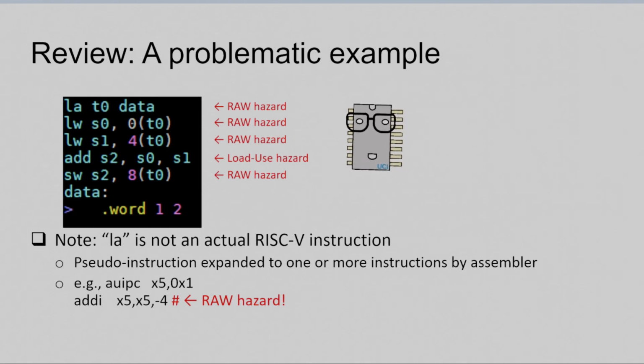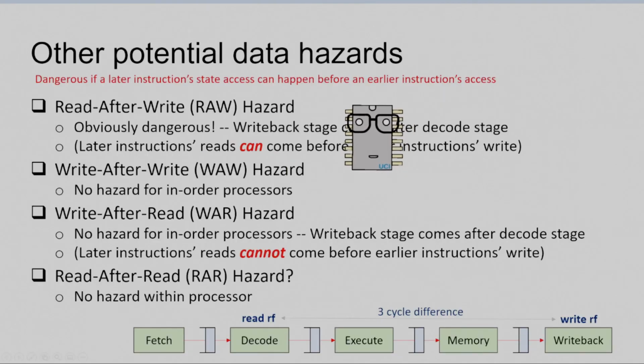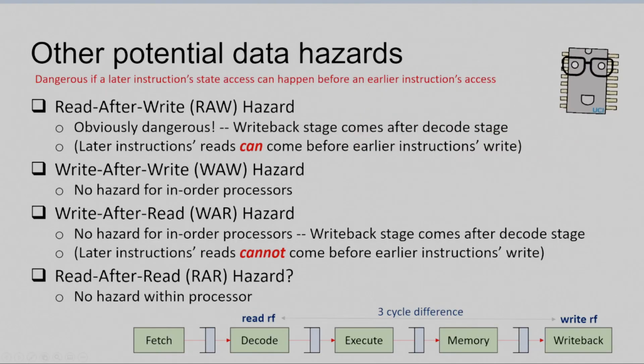So we can assume that this is not going to have very good performance, because every single instruction is going to inject many, many pipeline bubbles. And this is probably what you're going to be experiencing in lab 2. So yeah, there are other potential data hazards as well.